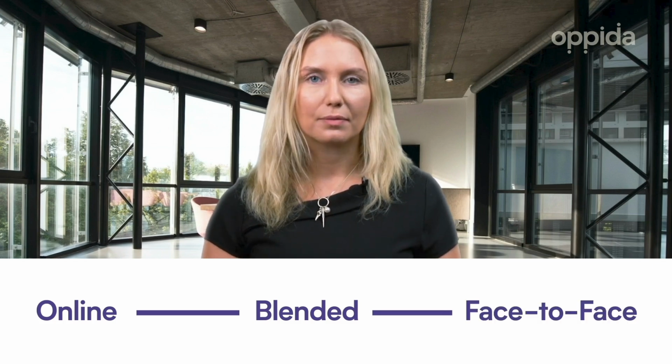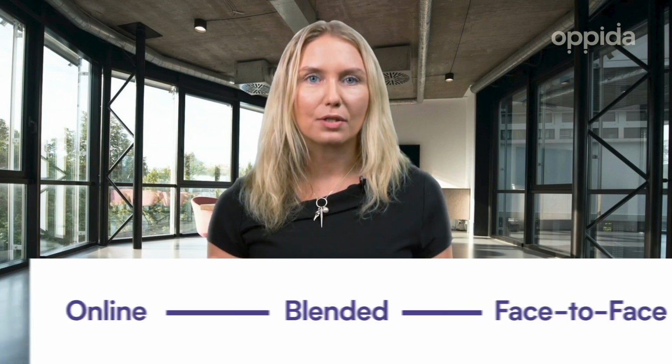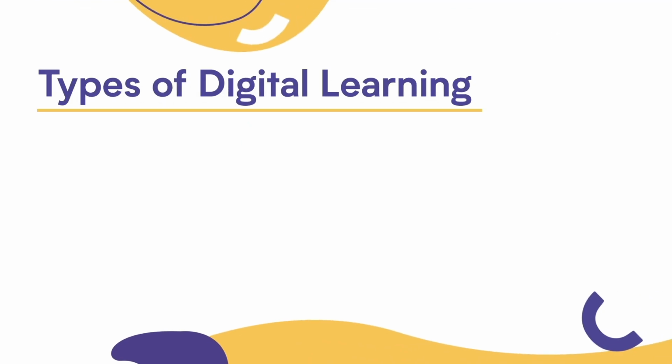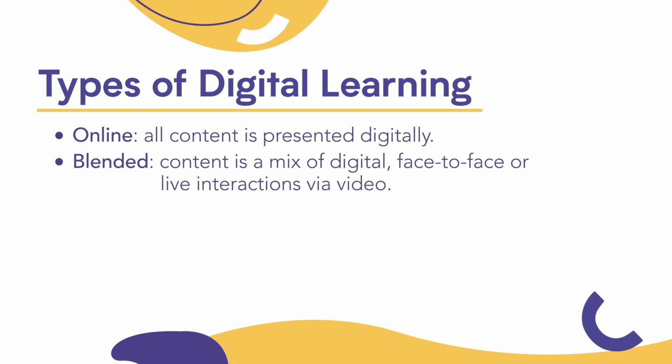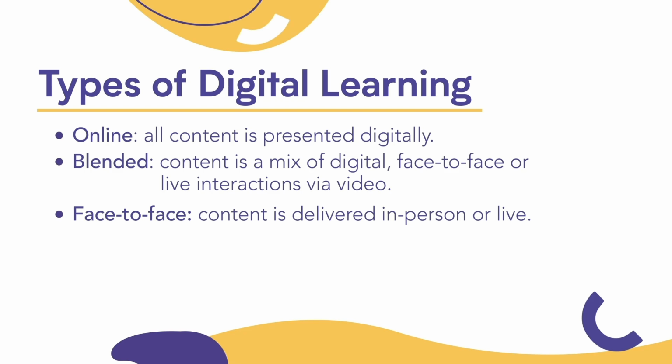The simplest way to think about the types of digital learning experiences is along a continuum. Online to the left, blended in the middle, and face-to-face to the right. This allows us to see that there are lots of in-between experiences, but in their purest definitions, they are: online, where all content is presented digitally; blended, when the content is a mix of digital, face-to-face, or live interactions via video, where the learner is actually expected to come prepared with something to those interactions; and face-to-face, which obviously means the content is delivered in person or live, and therefore there's often no pre-work needed.